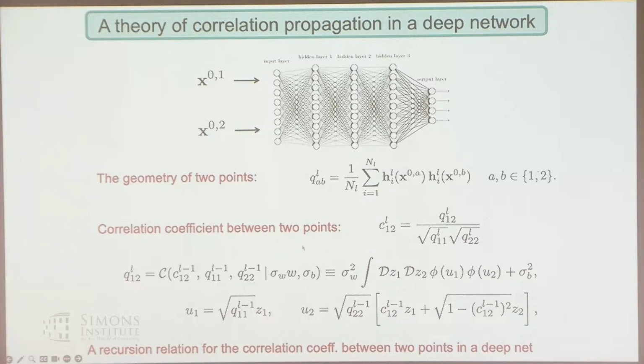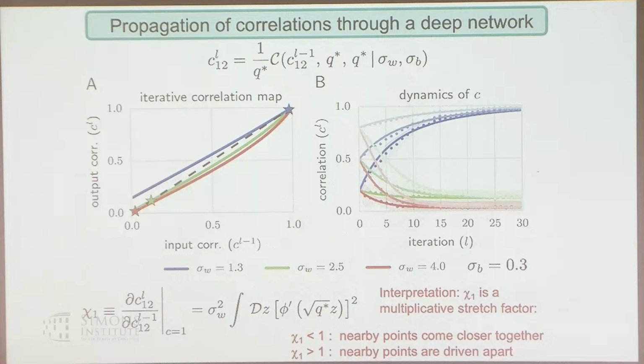It also depends on the length. So if I know the geometry of the 2 points in terms of their cosine angle and their individual lengths in the previous layer, we can compute a recursion relation for what the cosine angle will look like in the next layer. And we can analyze that recursion relation. Now this recursion relation is quite interesting. It shows a phase transition as a function of, for example, the standard deviation of the weights at a fixed standard deviation of the biases.